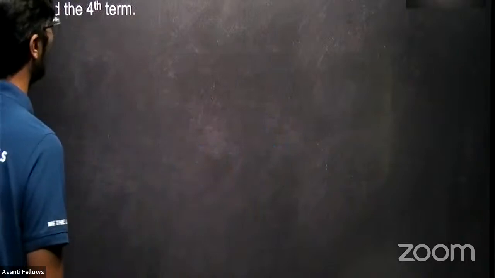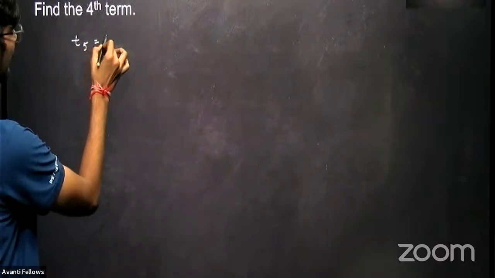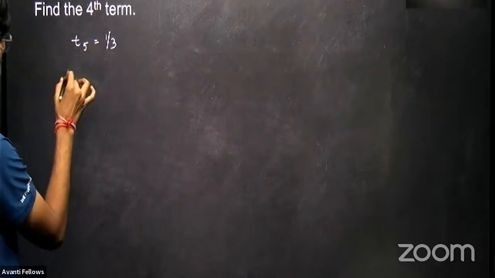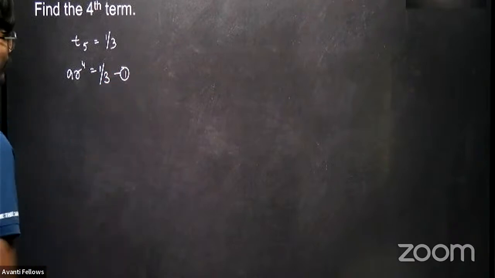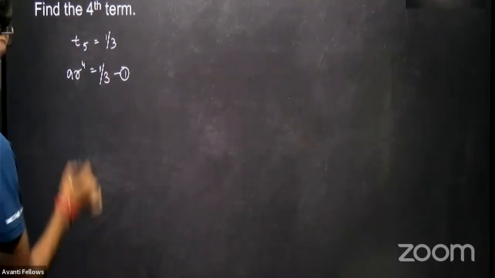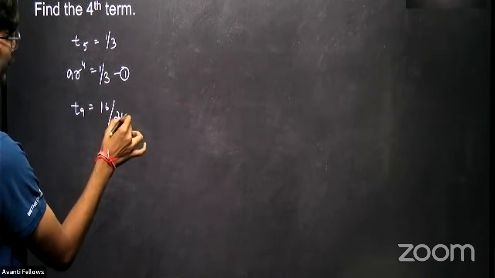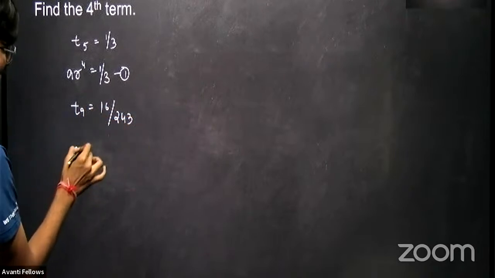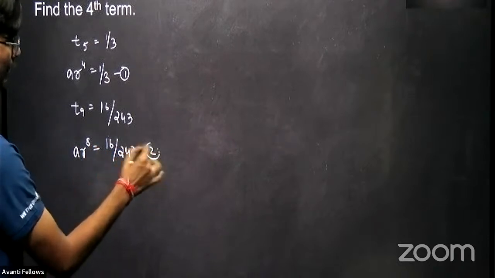Let's start. The fifth term of the GP is 1 by 3. That is T5 is 1 upon 3. So what is T5? A into R raised to 4 is 1 by 3. Equation number 1. Second, it is given the ninth term, T9, is 16 by 243. What is T9? A into R raised to the power 8 is 16 by 243. This is equation number 2.